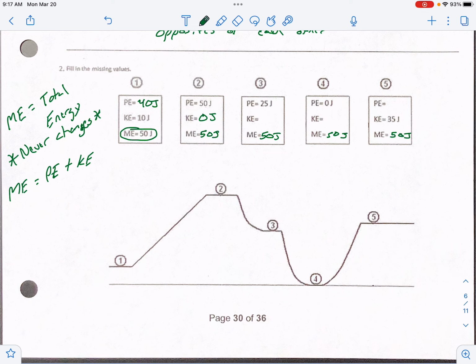Diagram 3, I have 25 joules. So 25 plus what gives me 50? That means I have 25 joules of kinetic energy. Number 4, my potential energy is 0, so my kinetic energy has to be all 50 joules. Then number 5, what plus 35 gives me 50? That would be 15 joules of potential energy. So that was how to do that one.